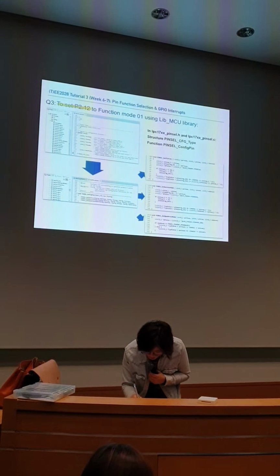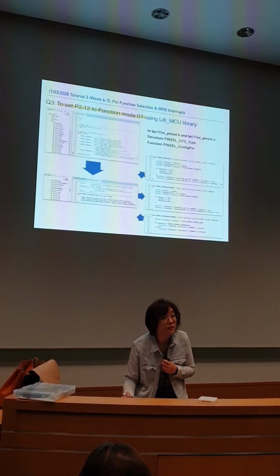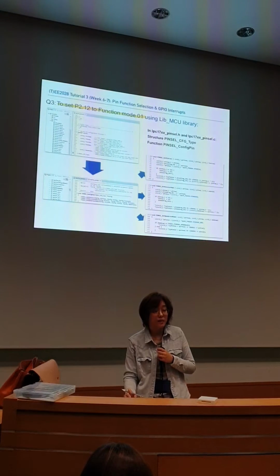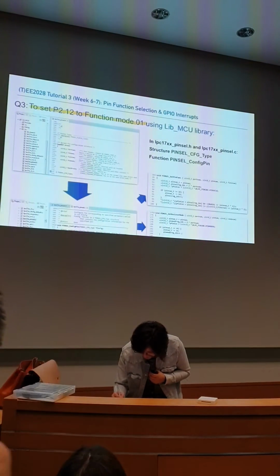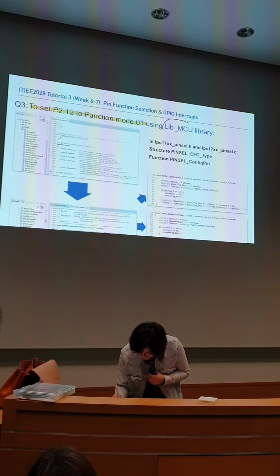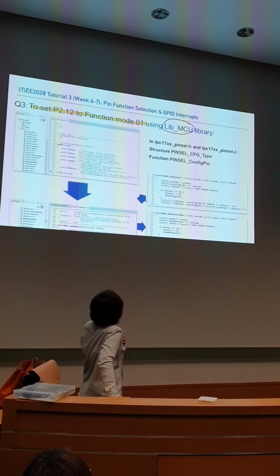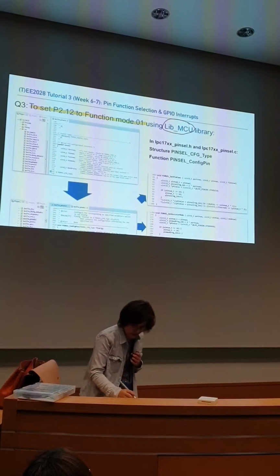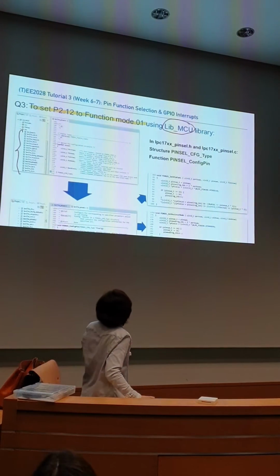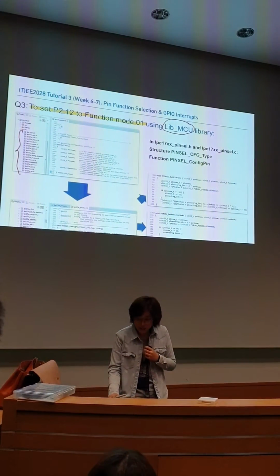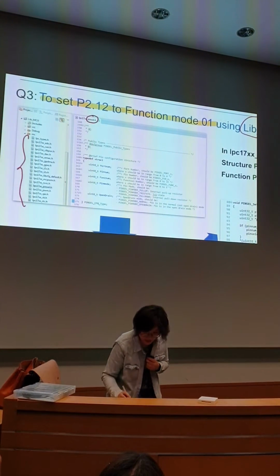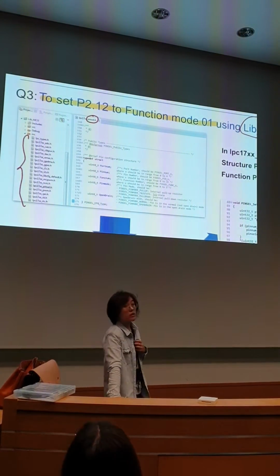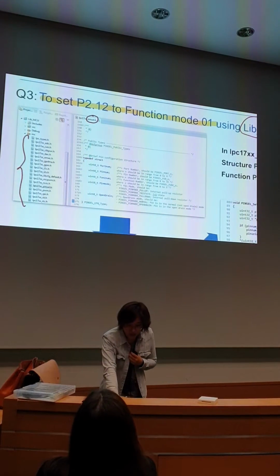Okay, the task now is clear. You need to set this pin to function mode 0, 1. That is your task. Now, if you look at the library, you will see these header files, and one of them is called pin cell.h.